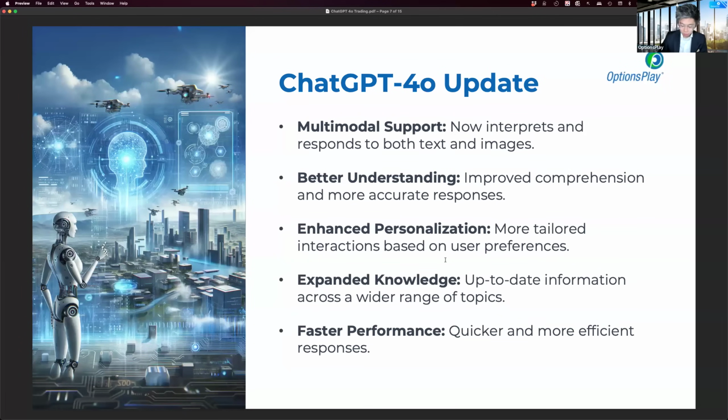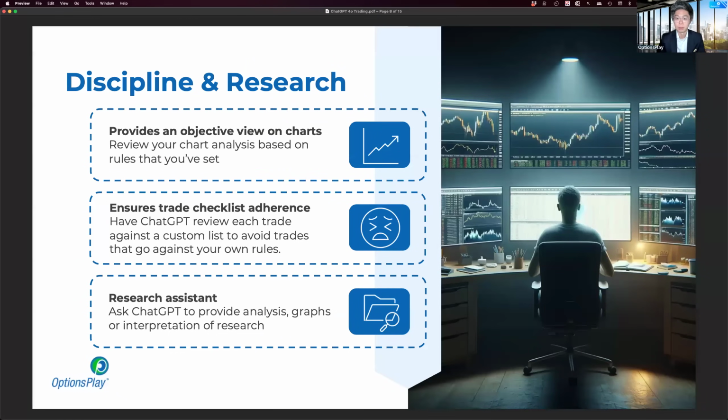So let's jump right into it. From my perspective, there are really a few key categories that I think ChatGPT-4o will help you become a better trader. First of all, and probably most importantly, is the process of discipline. When we think about trading, a lot of traders have specific strategies or rules around their strategies, but a lot of times traders will fail to follow those rules to a T.